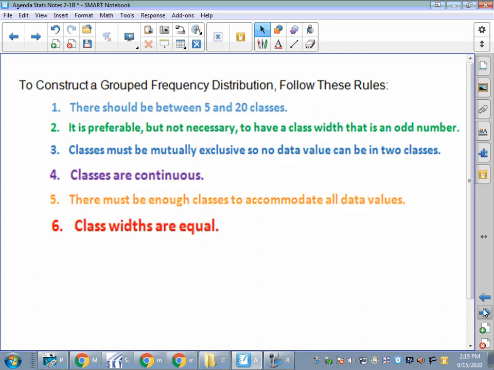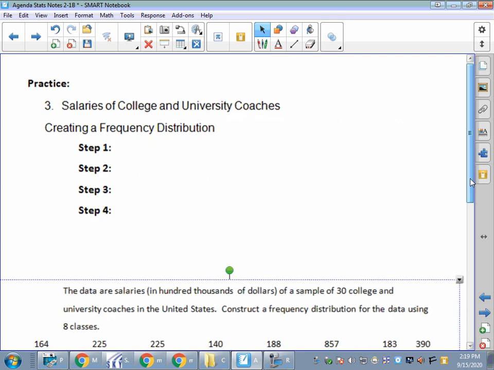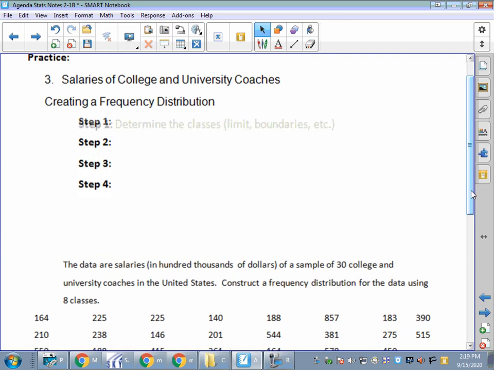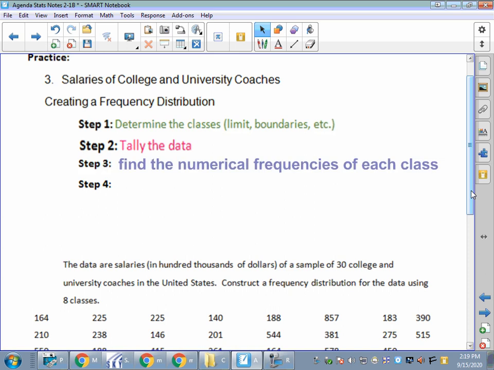So let's construct a grouped frequency distribution, or as I'll call it, a frequency table. So I've got salaries of college and university coaches. We're going to create a frequency distribution. So the first thing we need to do is determine our classes and fill in our limits and boundaries and everything else. Then we're going to tally, right? We're going to use our tally marks, and we're going to find the frequency of each one. And then we're going to find our numerical frequencies. And then we're going to calculate and talk about relative and cumulative frequencies. So there's a lot of things going on here.